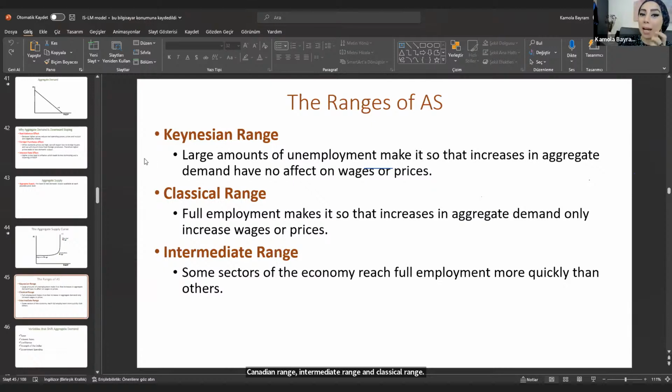Keynesian range means large amounts of unemployment make it so that increases in aggregate demand have no effect on wages or prices, because of the unemployment. Classical range, full employment, makes it so that increases in aggregate demand only increase wages or prices. And intermediate range is when some sectors of the economy reach full employment more quickly than others.